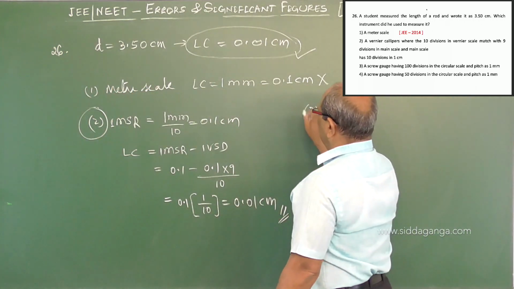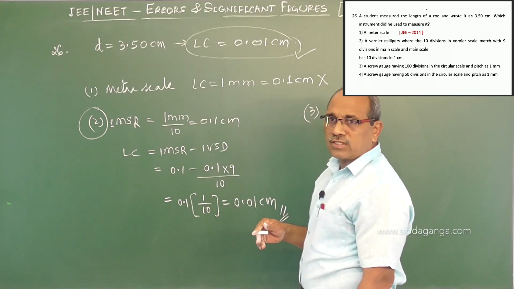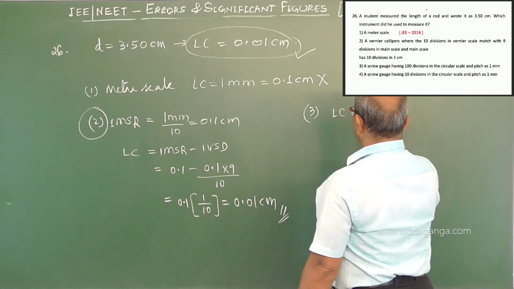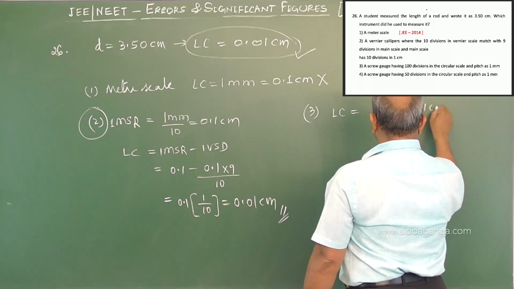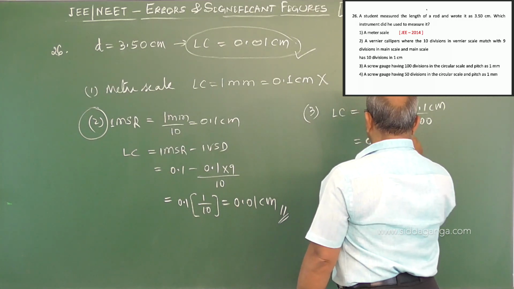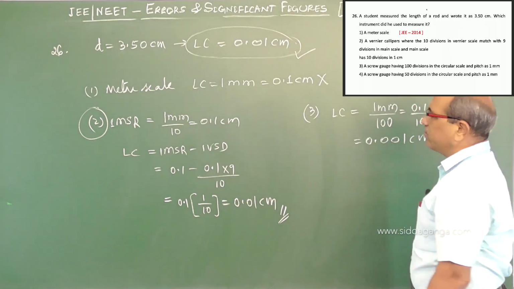So come to the third one. A screw gauge having 100 divisions in the circular scale and pitch of 1 millimeter. Least count is 1 millimeter by 100, or 0.1 centimeter by 100, which is 0.001 centimeter. There are only 2 digits there, so it cannot be.